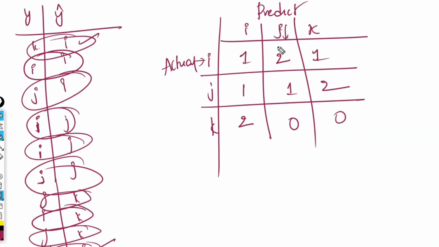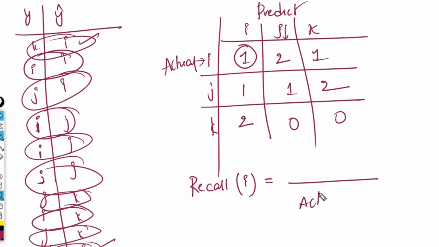Right? With each category. Now, within this, which is true positives and which is true negatives? That is the question. For example, I'm working on the recall of I. What is the meaning of recall of I? Actual I's and true I's. True I's means actually predicted and really predicted also.